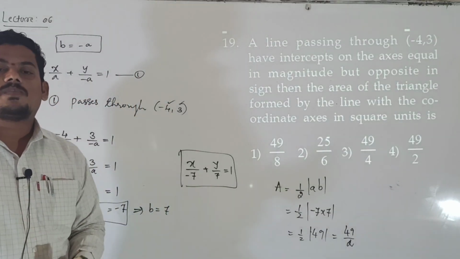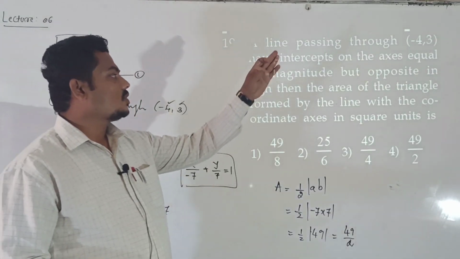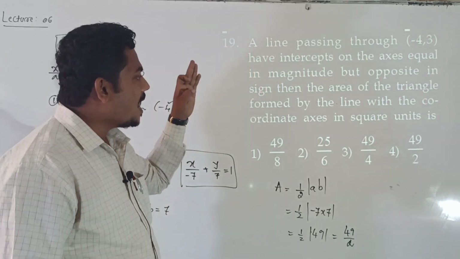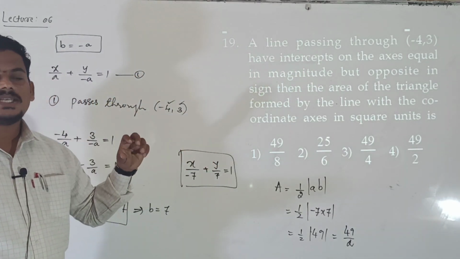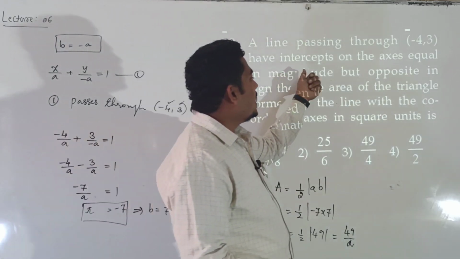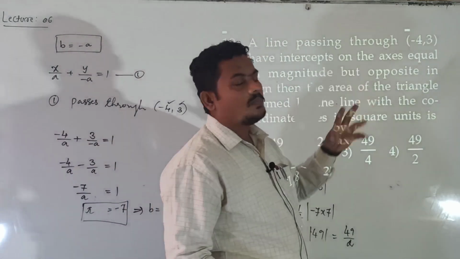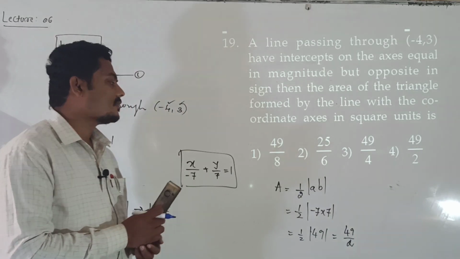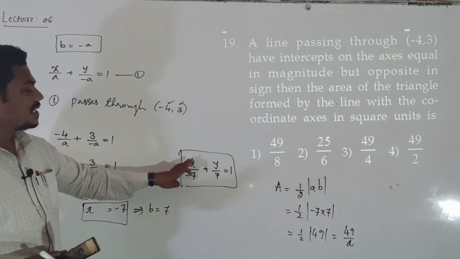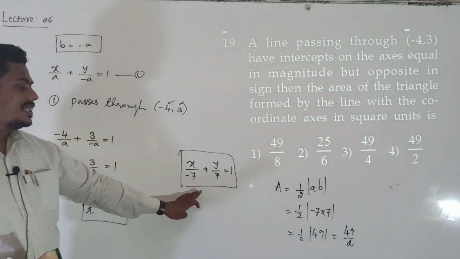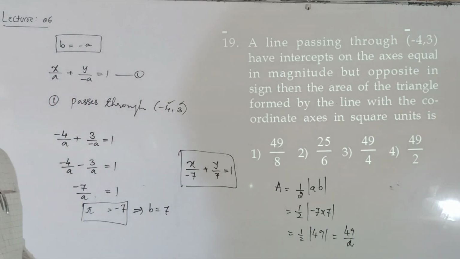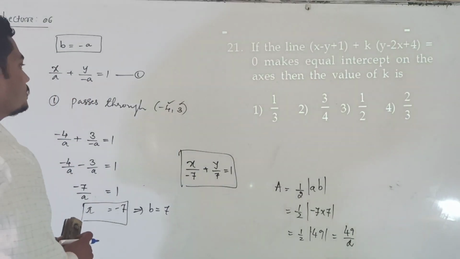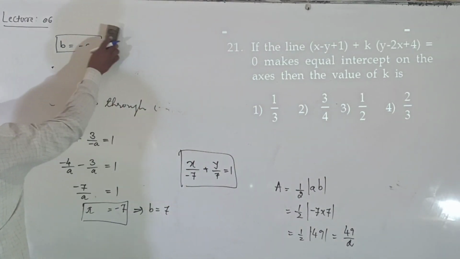The area of the triangle formed by the line passing through (-4, 3) and making equal intercepts, equal in magnitude but opposite in sign, is 49 divided by 2 square units. Next question. Question number 21.